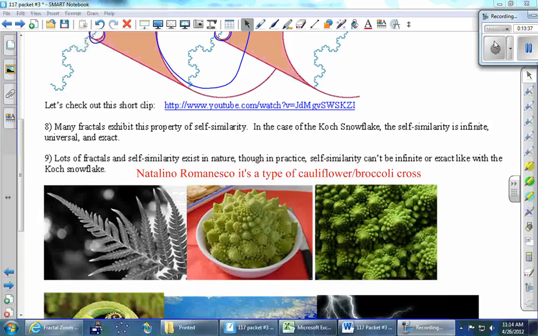Okay, so that means that it goes forever and it's always the same, universal. It always looks the same at every spot and it's exact, meaning it's perfectly similar to itself every moment of the trip.